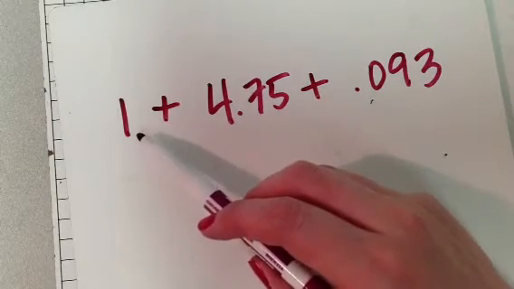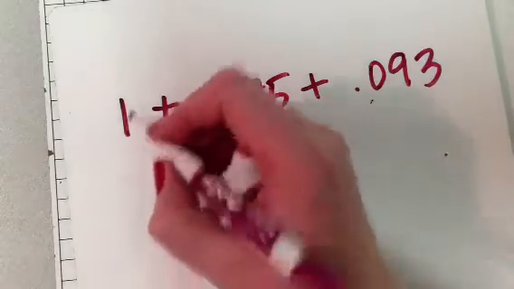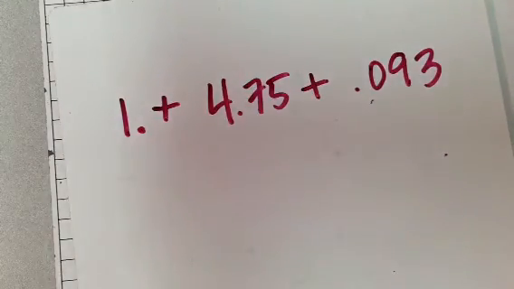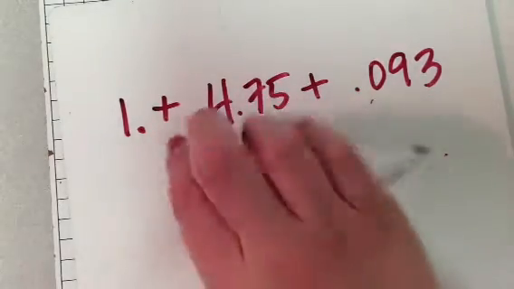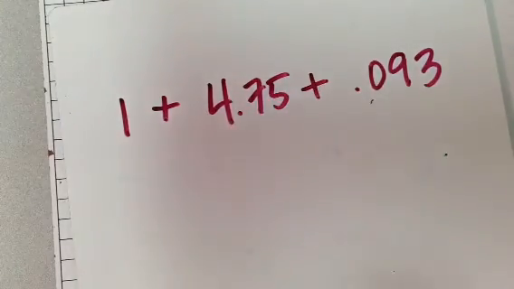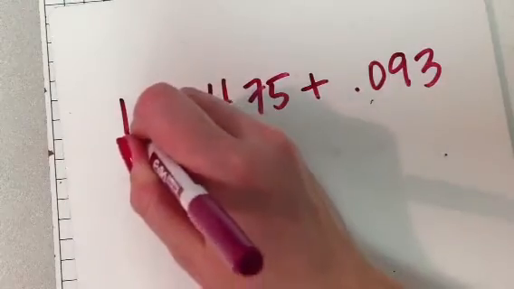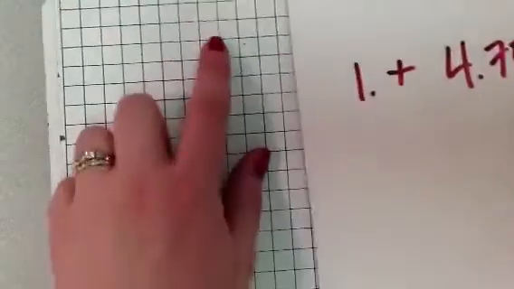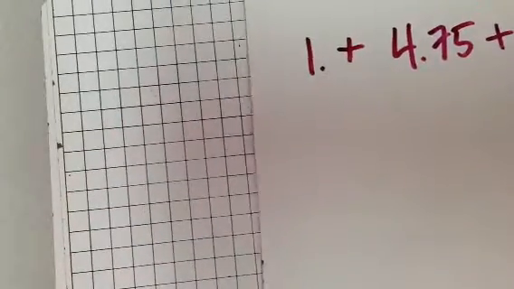And this guy doesn't even have a decimal point. Whenever I have a whole number, my decimal point lives right behind it. And we just don't write it because that looks kind of ridiculous. This is how we write them, but you just have to know that it really lives right there. Okay, so I'm going to write these on my graph paper and line everything up.